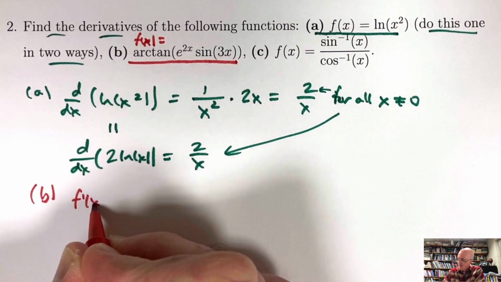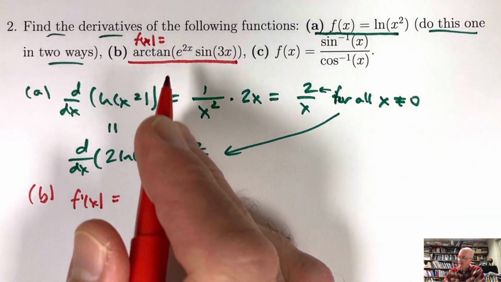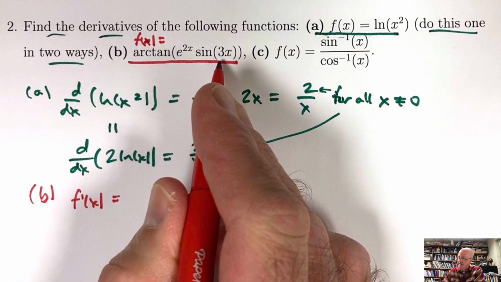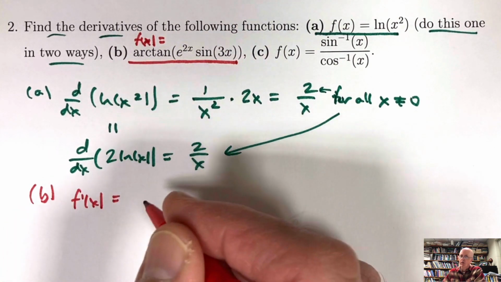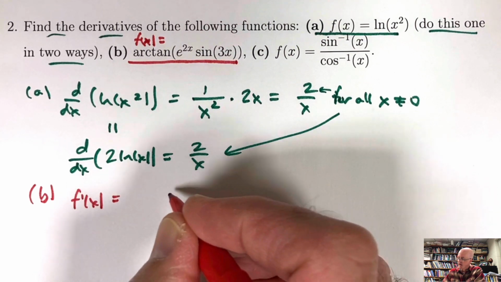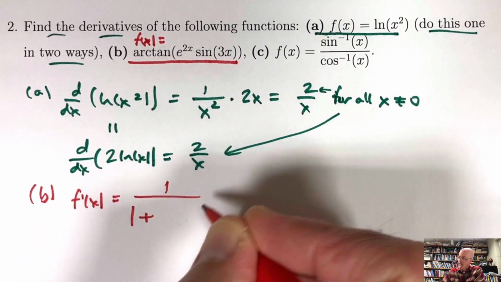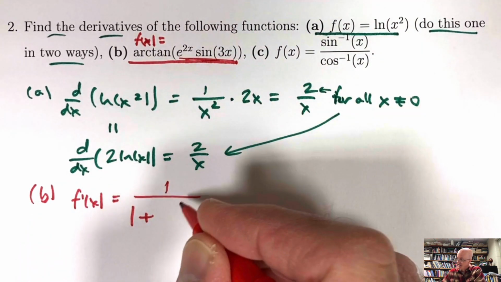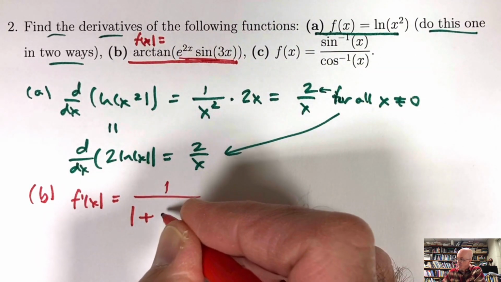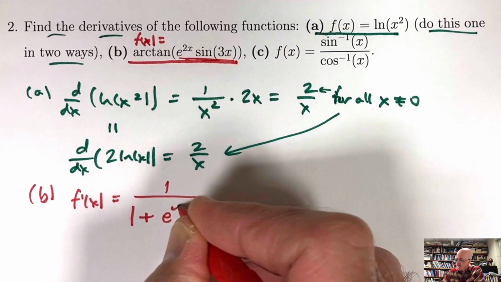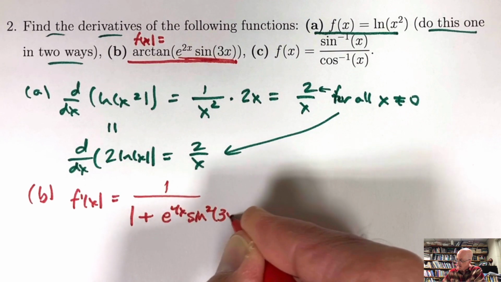What is f prime of x there? Okay, take it step by step. The most inner function is e to the 2x times sine of 3x. The outside function is arctangent, which is the same as inverse tangent. We just saw in number 1 that the derivative of inverse tangent is 1 over 1 plus x squared. So we get 1 over 1 plus, well, with the chain rule, we have to take this entire inside function and square it. When you square a product, you square each thing individually. E to the 2x squared is e to the 4x. Sine of 3x squared can be written as sine squared 3x.